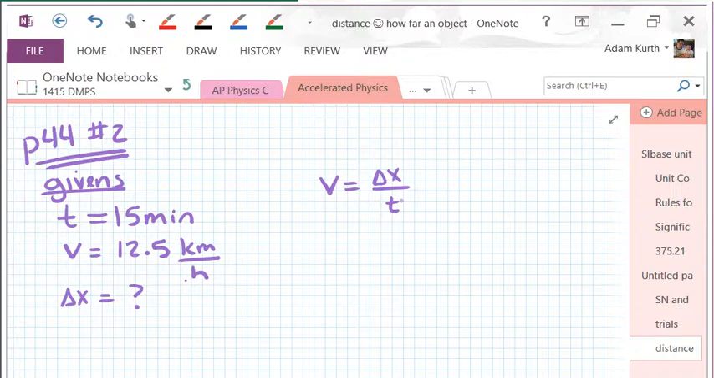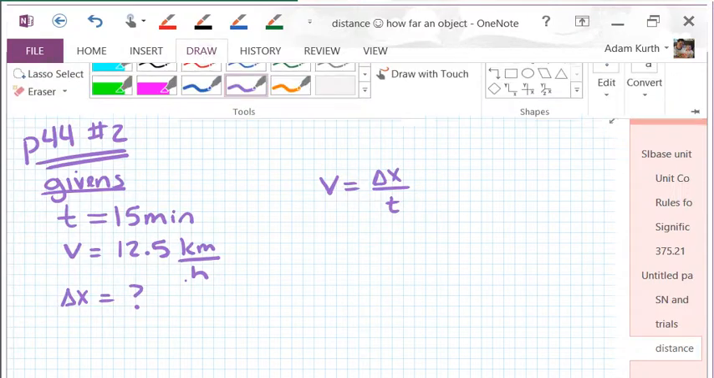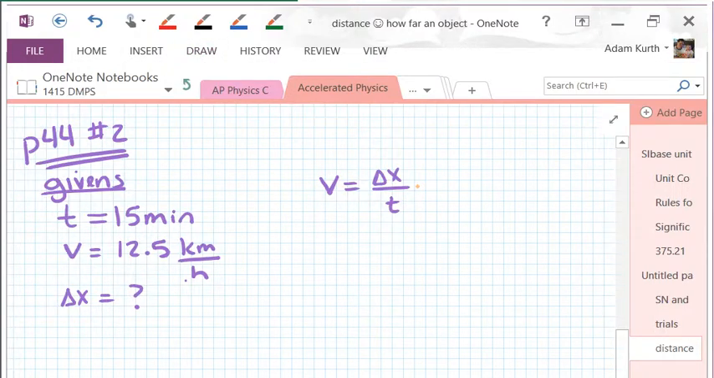So we know how to get that delta X by itself, don't we? How do I get the delta X by itself? Multiply both sides by t. Sorry to spoil that. I'll try not to spoil it in the future. Is that okay with everybody? And I can do that without putting any numbers in. Yay! We don't want to put numbers in until the end.